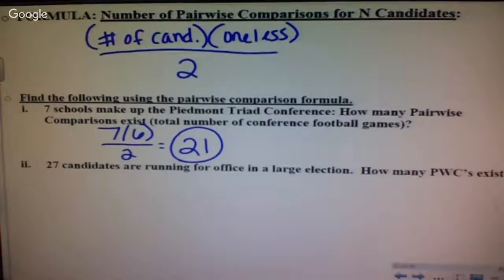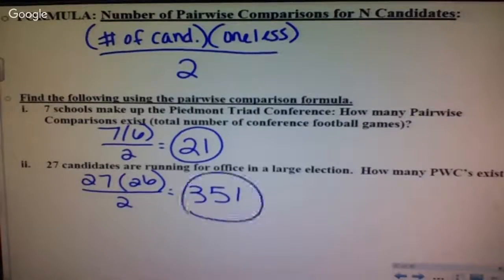If I have 27 candidates running for office, how many pairwise comparisons exist? 27 times 26 divided by 2, 351. No, you will never, ever have to do 351 pairwise comparisons. However, you may need to use that formula to come up with that number.